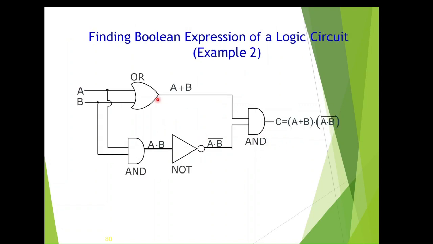Similarly, let us take another example. Here this is OR gate. OR gate inputs are A and B, so the output will be A plus B. Similarly, AND gate output is multiplication, so A dot B, and we have a NOT gate, so it will be complementing this input. The input is A dot B, so A dot B the whole bar. Now again we are using AND gate. AND gate means multiplication. So A plus B dot AB the whole bar.